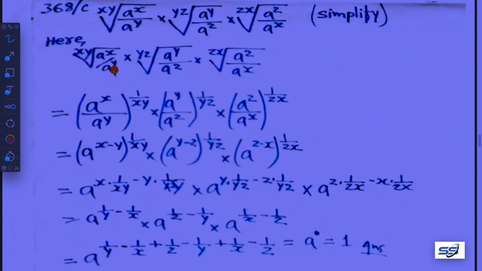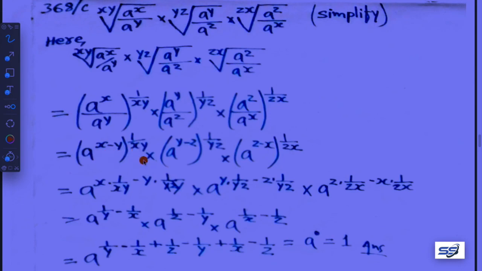Here xy root under ax upon ay, plus yz root under ay upon az, into zx root under az upon ax, equal (ax upon ay) whole to the power 1 upon xy. This xy comes here in the form of power as 1 upon xy. Now this (ay upon az) all to the power 1 upon yz, this yz comes in the form of power here 1 upon yz, into (az upon ax) whole power 1 upon zx, equal a to the power x minus y.